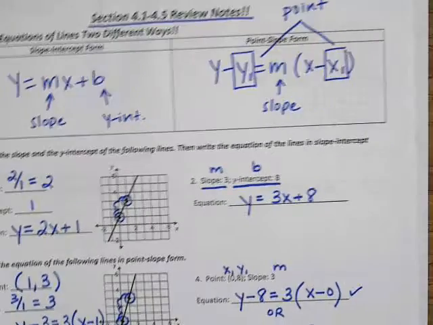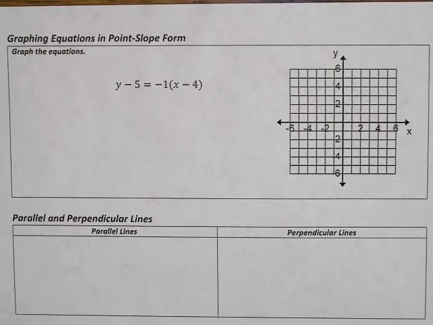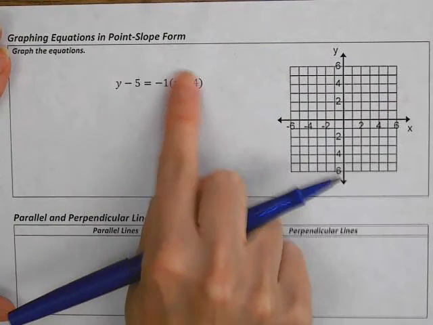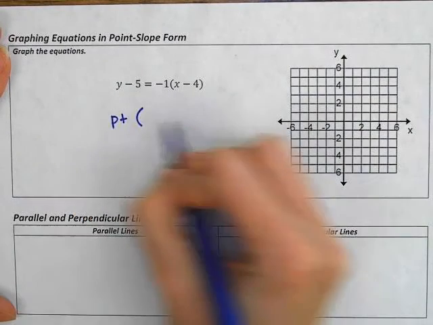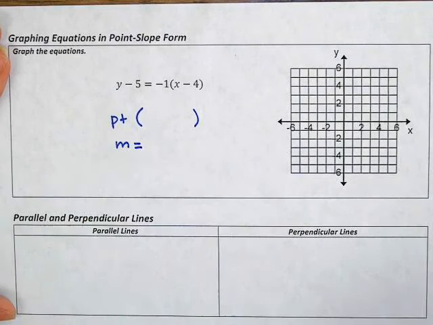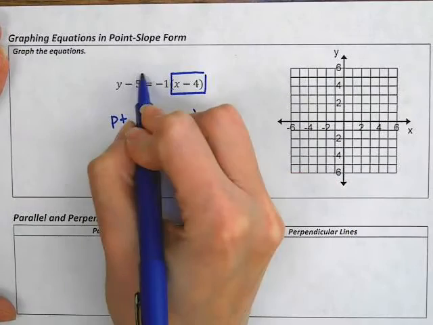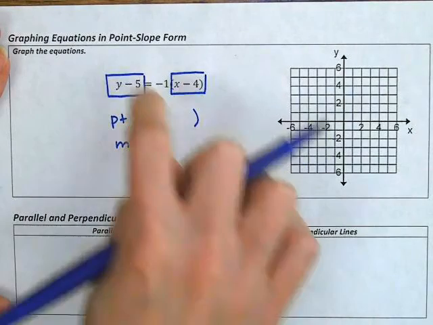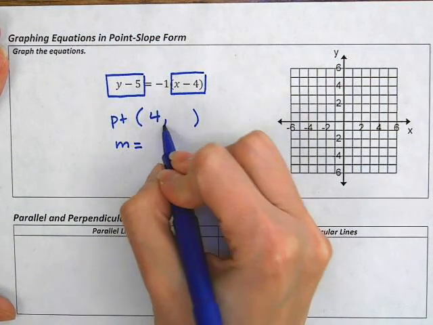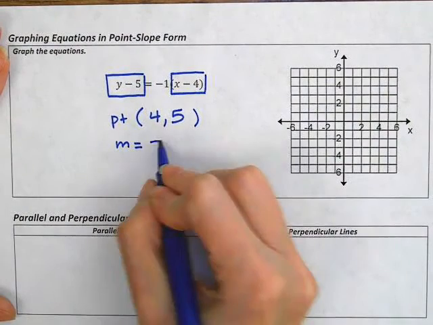All right, on to the back, more review. What about graphing in point slope form? So there's two ways to do it. You could rearrange it and get it in slope intercept, or you can steal a point and steal the slope and graph it that way. Okay, so if we steal the point, remember it's opposite of x, opposite of y to get the x1, y1. So it's going to be positive 4, comma, positive 5. And then the slope is obviously the m, and that's negative 1.